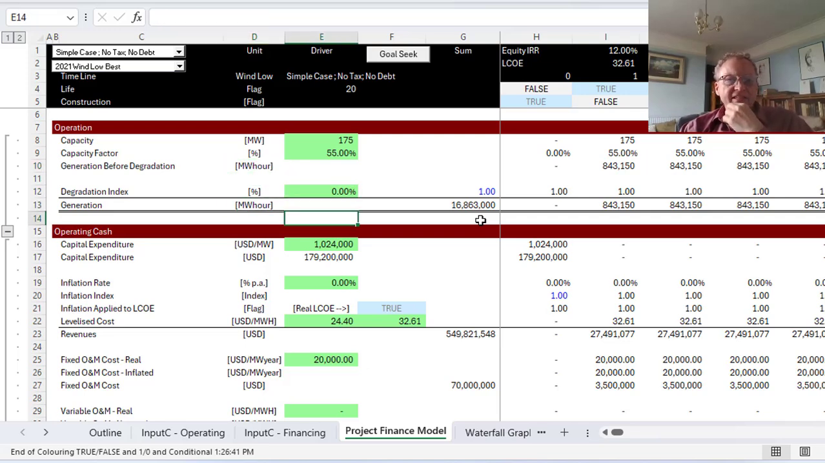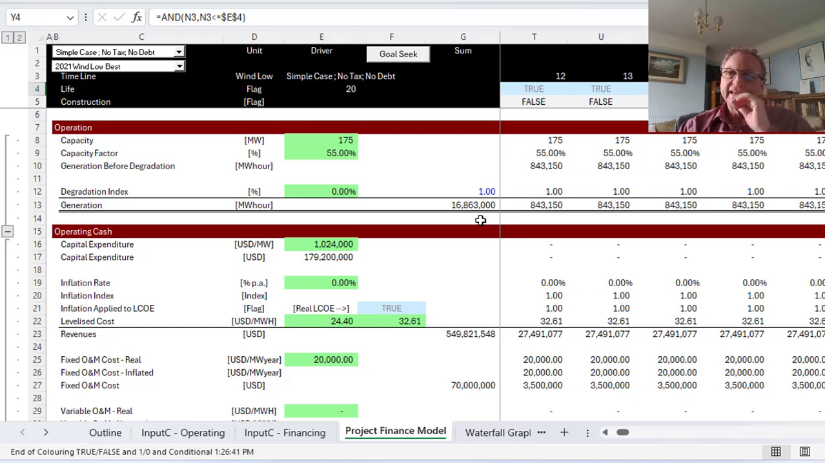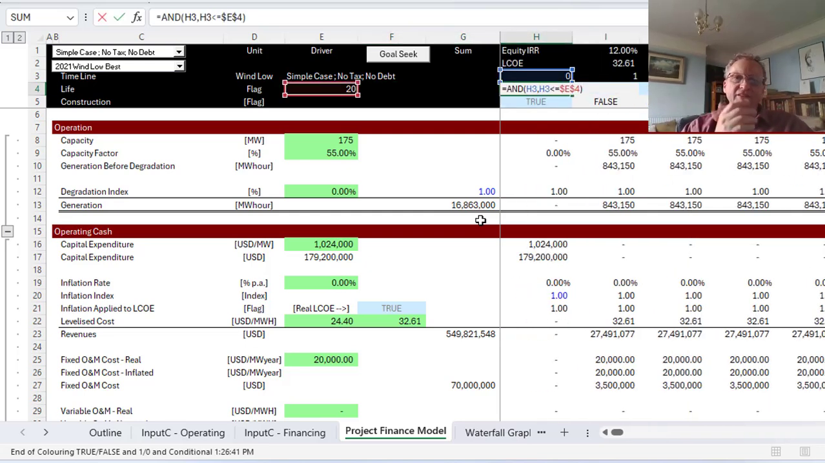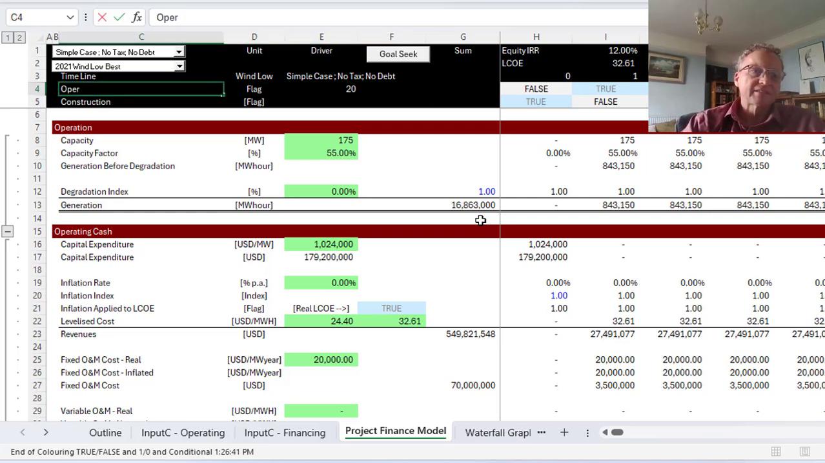Because this is relatively simple, we don't really need anything. We have some degradation, and then we've got our generation, and for me, it's kind of boring these days to say, okay, we have to set up a flag. But even in this simple case, the way this AND works here is that the first H3 means not equal to 0. That's how you read this. If H3 is not equal to 0 and it's less than or equal to the 20-year life, then we're under the operation, and we could label this operation period, so that's good. Then we have the construction period.